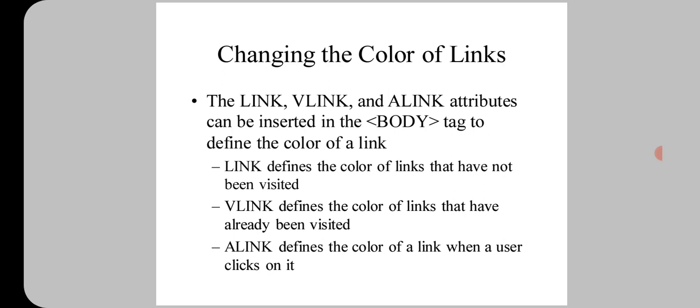So here three types of attributes or parameters are used: link, vlink and alink. These three are generally used with the anchor tag only, that is the a href tag only. Link defines the color of the link that has not been visited. Vlink defines the color of the links that have already been visited. Alink is the color of the link when a user clicks on it.